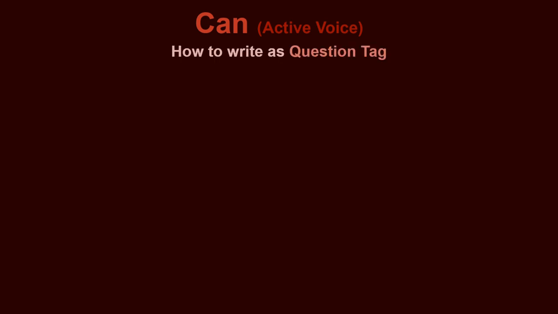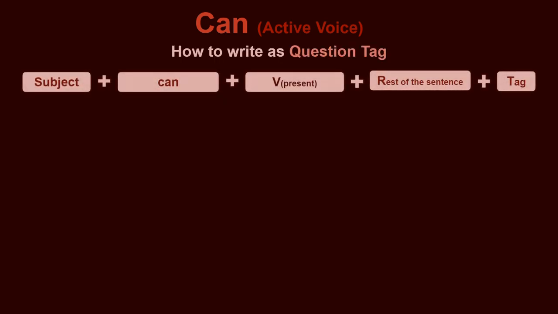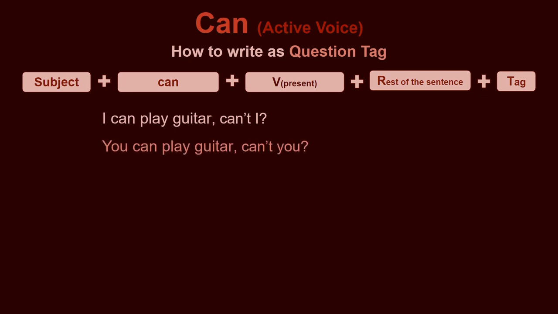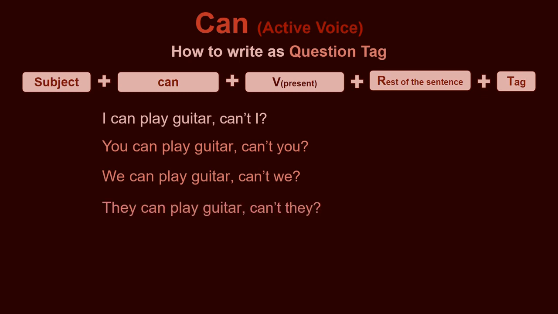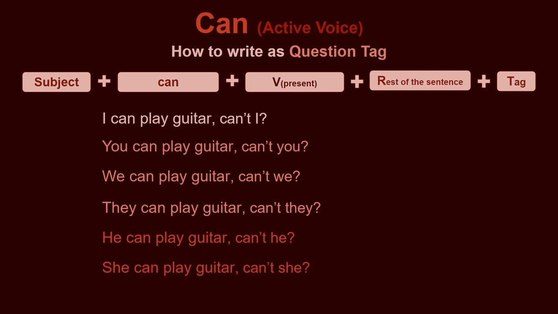Can. Active voice. How to write as question tag. Subject can, verb in present, rest of the sentence and tag. I can play guitar. Can't I? You can play guitar. Can't you? We can play guitar. Can't we? They can play guitar. Can't they? He can play guitar. Can't he? She can play guitar. Can't she? It can play guitar. Can't it?